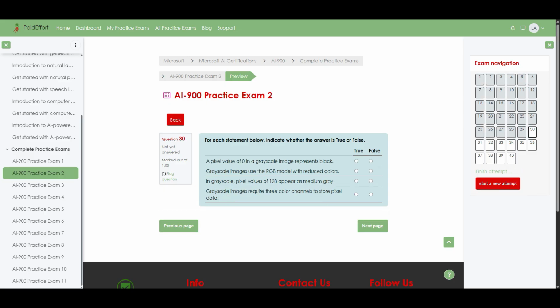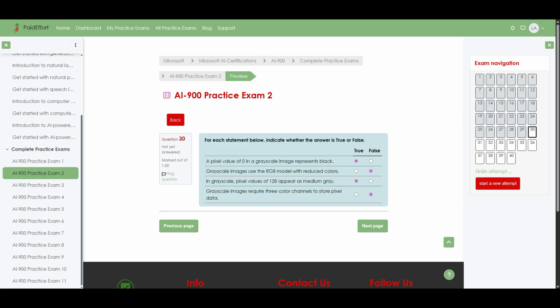For each statement below, indicate whether the answer is true or false. A pixel value of 0 in a grayscale image represents black. True. Grayscale images use the RGB model with reduced colors. False. In grayscale, pixel values of 128 appear as medium gray. True. Grayscale images require 3 color channels to store pixel data. False. Let's go through the explanation now.